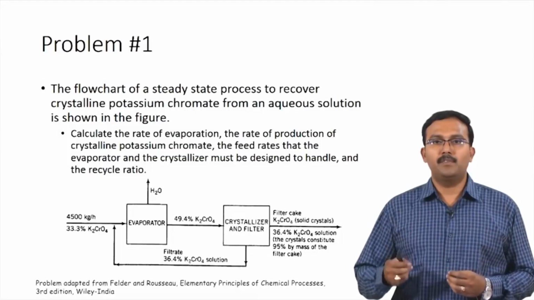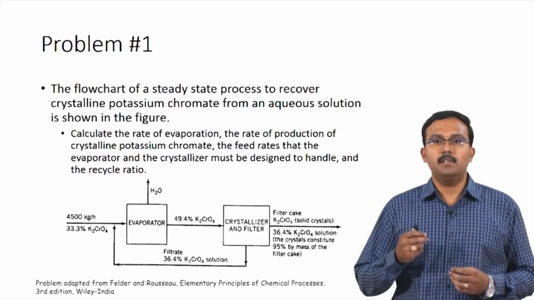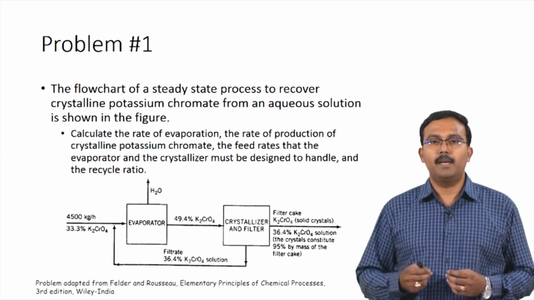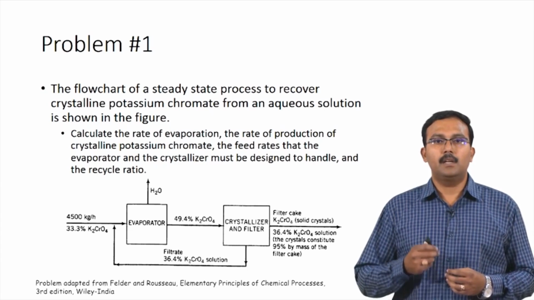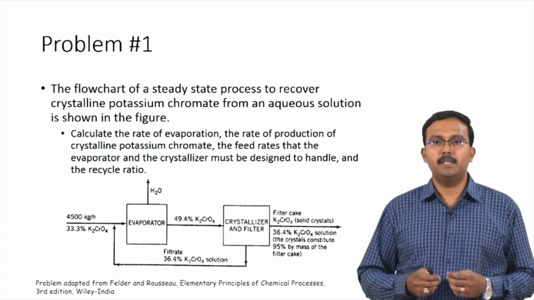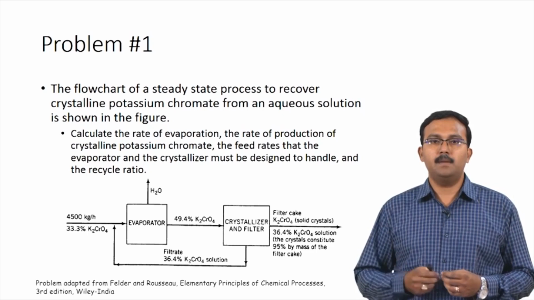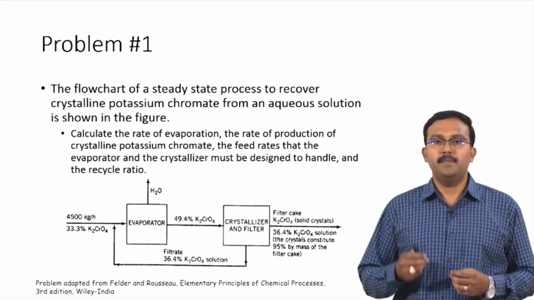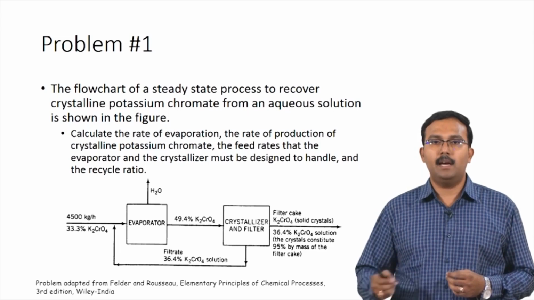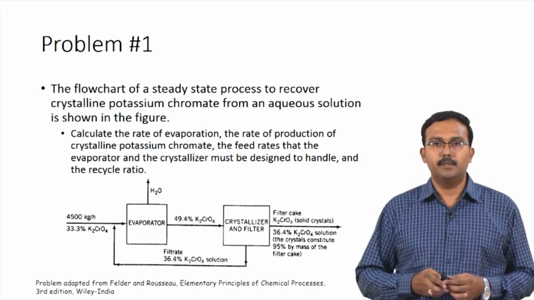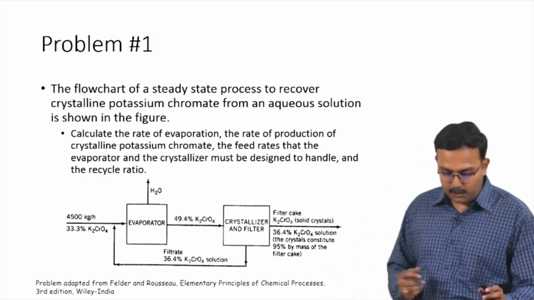The flow chart of a steady state process to recover crystalline potassium chromate from an aqueous solution is shown in the figure. You are asked to calculate the rate of evaporation, the rate of production of crystalline potassium chromate, the feed rate that the evaporator and the crystallizer must be designed to handle, and the recycle ratio. So, have a look at this flow chart.